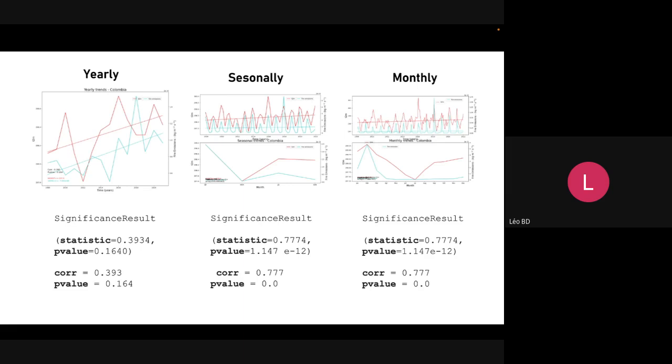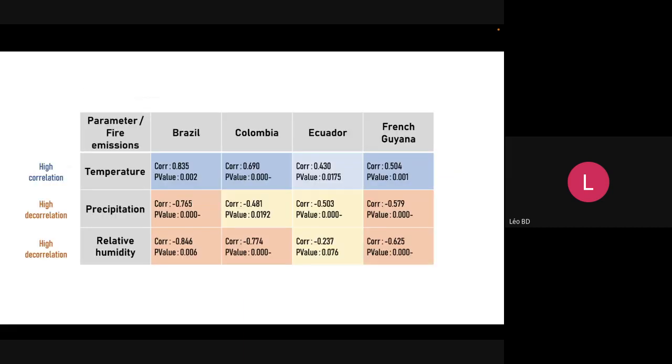So we did this analysis for every country, for every parameter that we analyzed, and we did it yearly, seasonally, and monthly. And then we gathered the correlation and the p-value to see the value of our statistical analysis and what we could do with it. And this is a summary of it. I just showed three parameters: temperature, precipitation, and relative humidity. And all these parameters are in comparison to fire emissions.